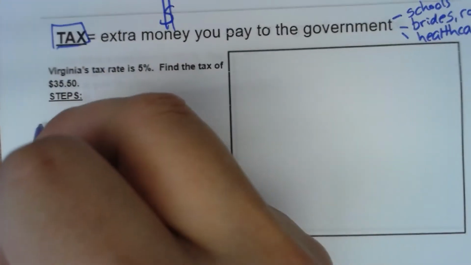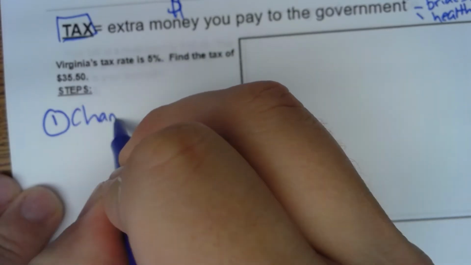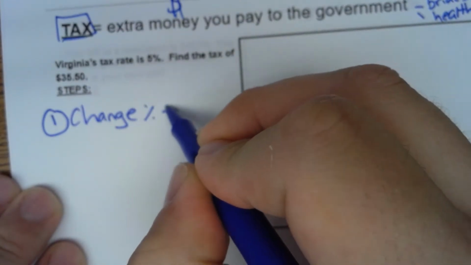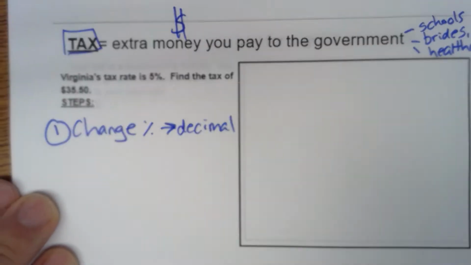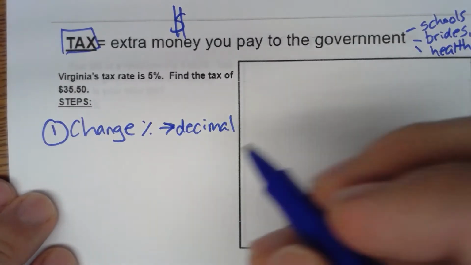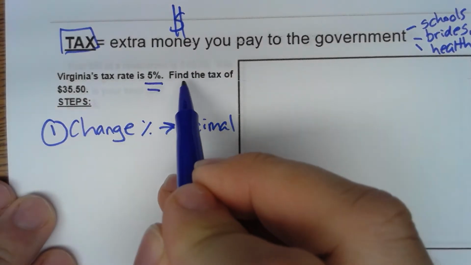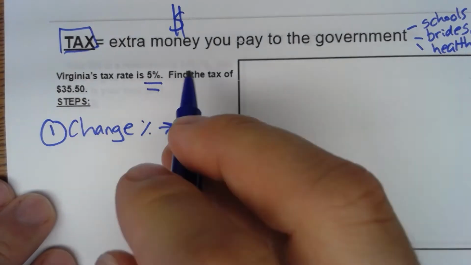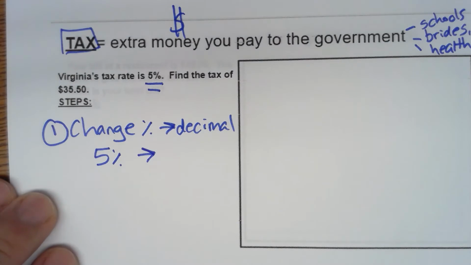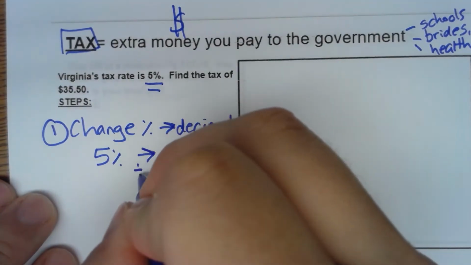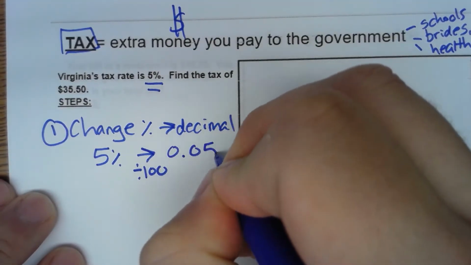Remember, step 1 is to change the percent to a decimal. Okay? Change the percent to a decimal. So, let's look at this problem. Virginia's tax is 5%. Find the tax of $35.50. So first I need to change 5% to a decimal. The easiest way to do this is to divide by 100. And you're going to get 0.05.